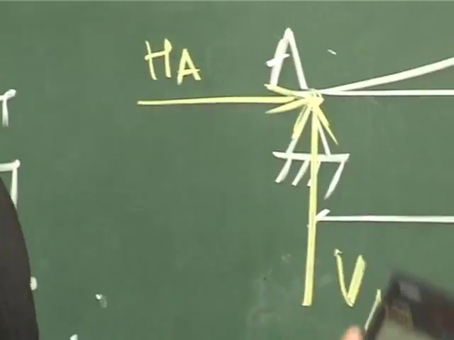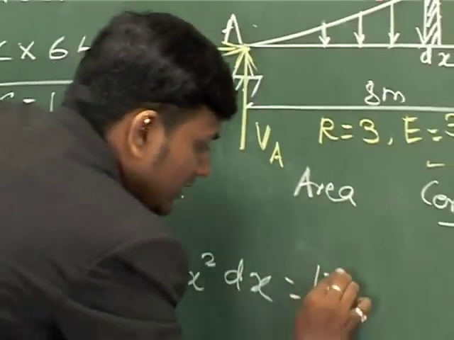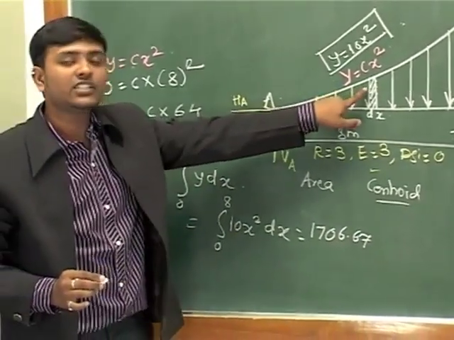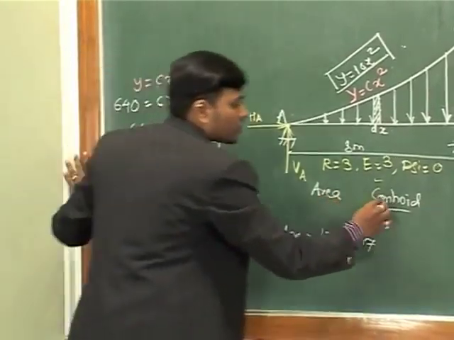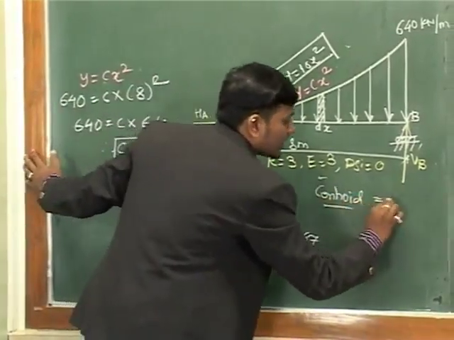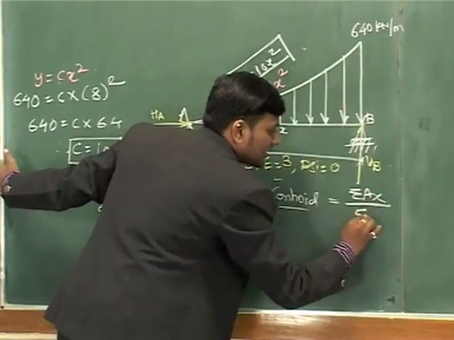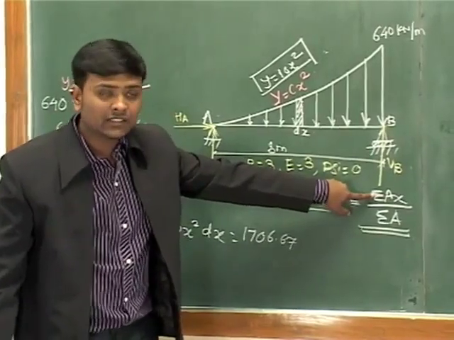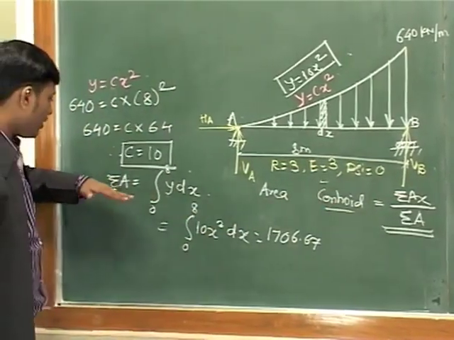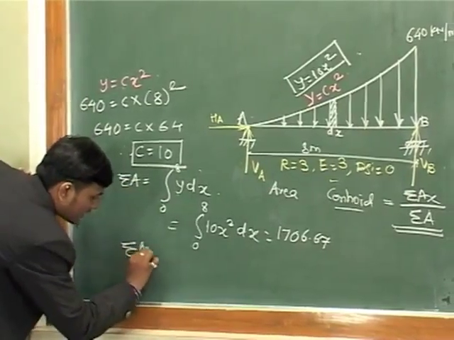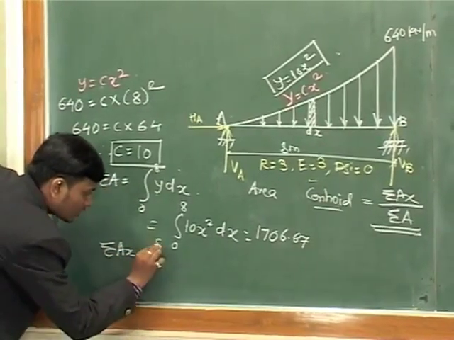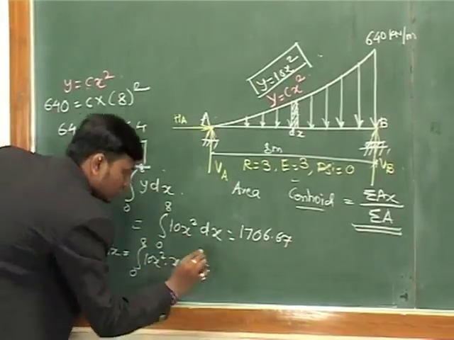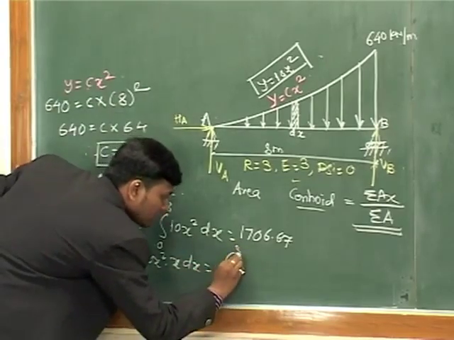So 1706.67 is the correct answer. This is the magnitude of force when you convert this into a point load. Now we have to calculate the centroid. The centroid for such a figure can be calculated as summation Ax divided by summation A. This is a generalized formula. We already have the value of summation A, so just multiply by x. It will be the integration from 0 to 8 of 10x square multiplied by x dx.